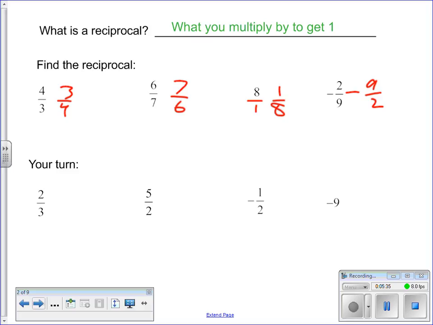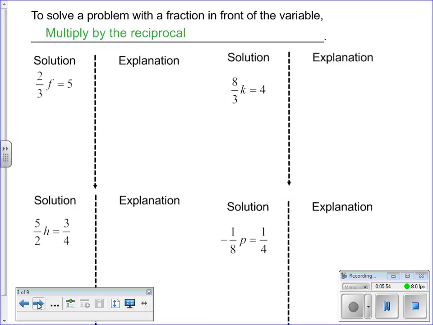Okay? So, reciprocal of 2/3, 3/2, reciprocal of 5/2, 2/5, reciprocal of -1/2, -2, and reciprocal of -1/9 is -9. Easy peasy. Okay.